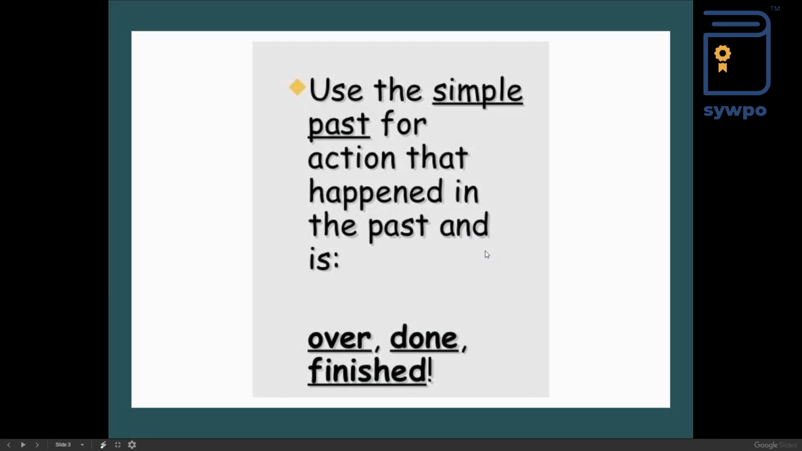Now, here is a very short definition or a very short explanation of when we use it. Notice here, we use simple past tense for action that happened in the past. Very simple. Okay? We talk about an action which is over, we talk about an action which is done, we talk about an action which is finished, and all these happened in the past.